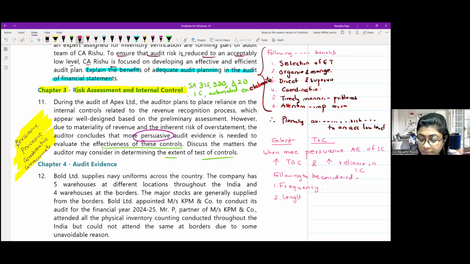Second, length of time. Whether the control is operating, the length of time. Then, whether there is any deviation in control. If no deviation, how much can you rely on it? Relevance and reliability of control. And how much audit evidence you obtain. These are the factors you will keep in mind when you are deciding how much TOC to do. Hello. Can you reply whether you heard? Mark that as important. Other questions, all you said correctly. Only one girl was saying, others were all silent. Frequency, length, deviations, relevance and reliability of control, and evidence obtained.